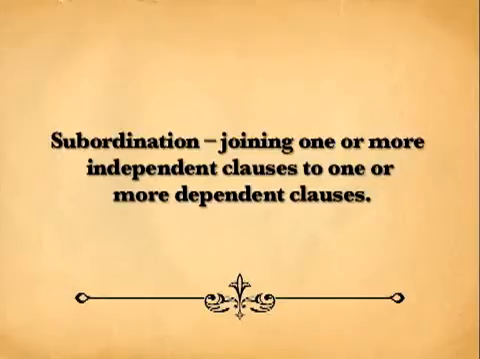Use it rarely. Now that we've talked about coordination, or joining two independent clauses, let's take a look at subordination. Subordination is joining one or more independent clauses with one or more dependent clauses. Essentially, if you're subordinating, you're making a complete sentence into a dependent or subordinate clause, which must then be attached to a complete sentence because, as we've established, dependent clauses cannot stand on their own.